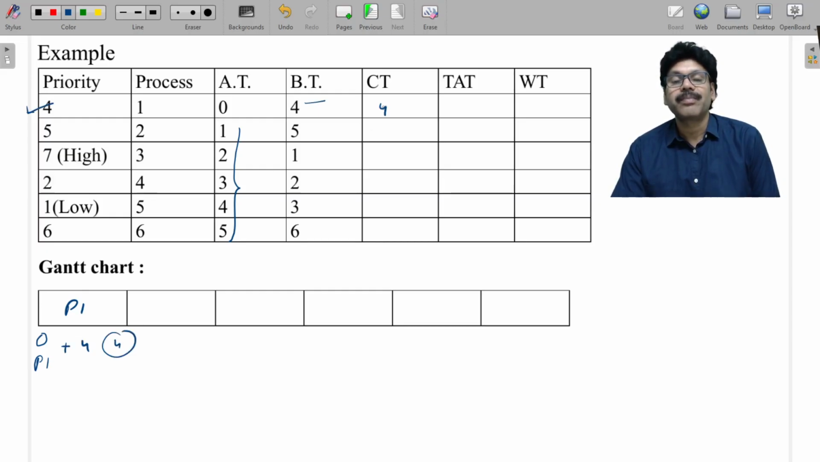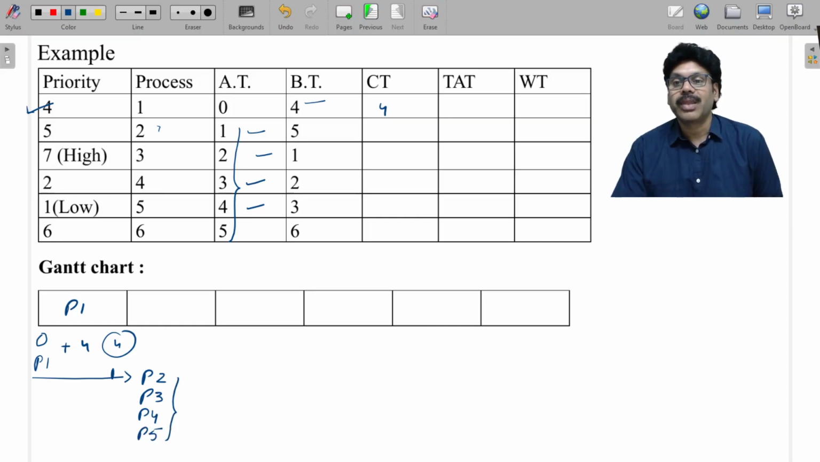So there is no P1 now. During the execution of P1, other processes have also come. Who have come? This guy and this guy and this guy and this guy. 4 processes have come. So P2 is there and P3 is there and P4 is there and P5 is there. So among these 4, which is having highest priority? This guy. So therefore, P3 is executed for how many units of time? 1 unit of time. So at 5 it completed.